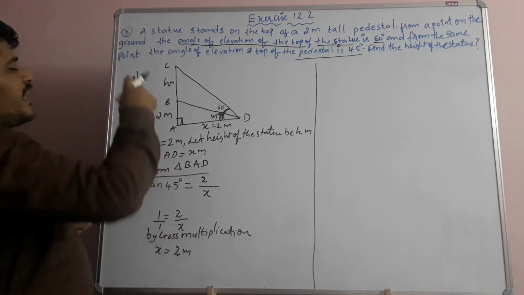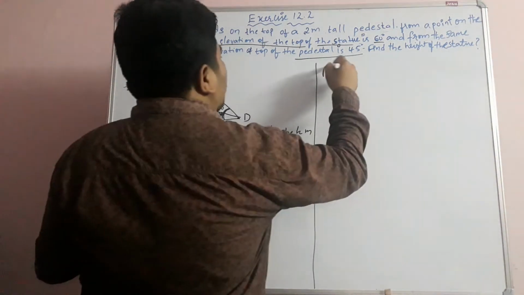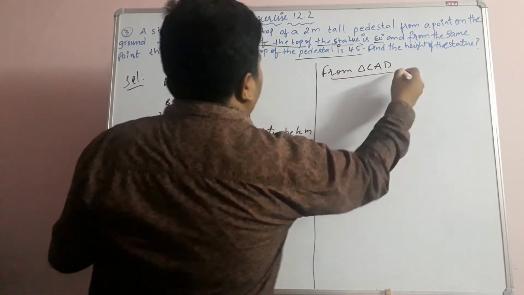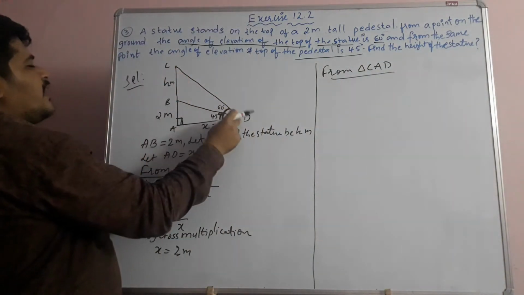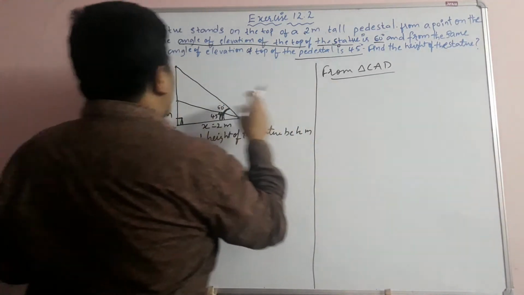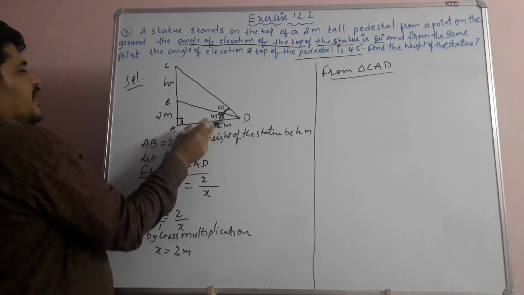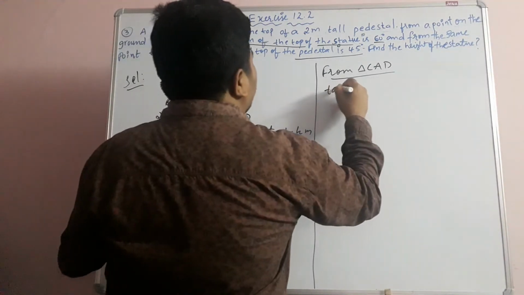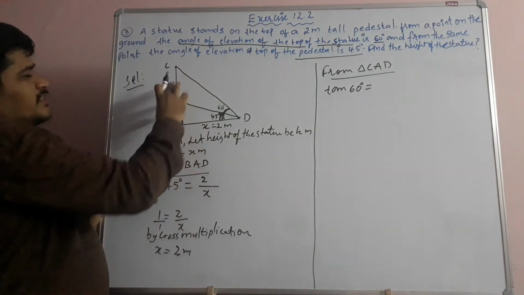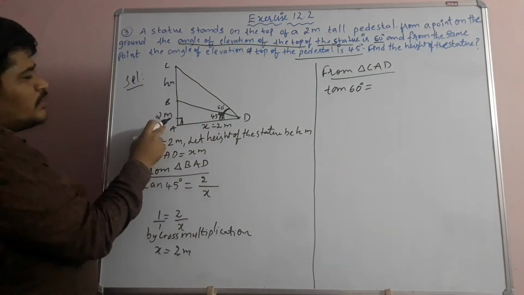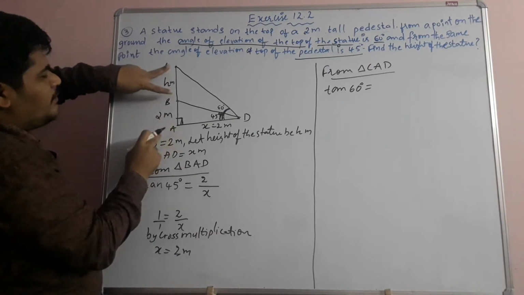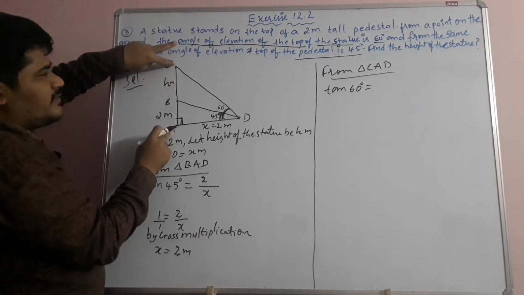Now children, take triangle CAD. From triangle CAD, the angle of elevation is 60 degrees; this full angle is 60 degrees. The opposite side and the adjacent side are there. So tan 60 degrees is equal to the opposite side, which is h plus 2. We have to take this full side, BC plus BA, so actually the total side is AC. Two parts are there, BC plus BA, that is h plus 2.